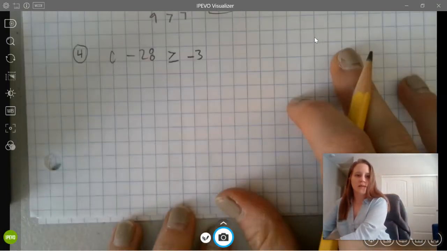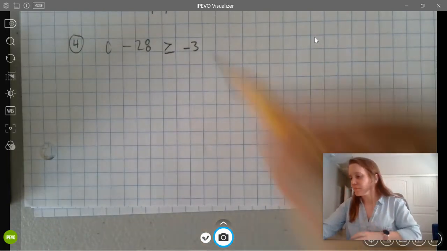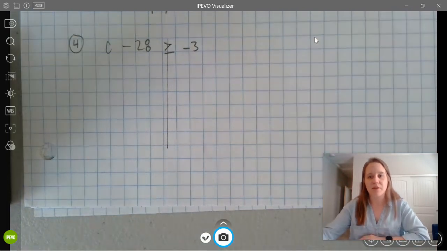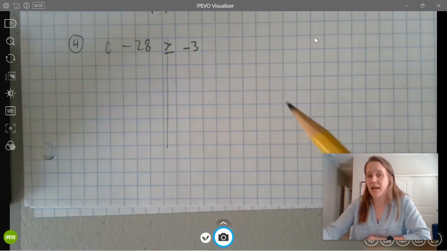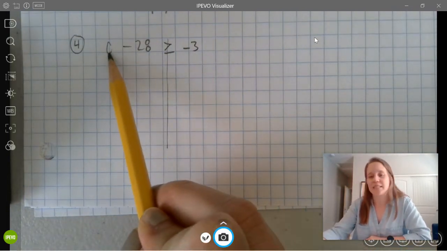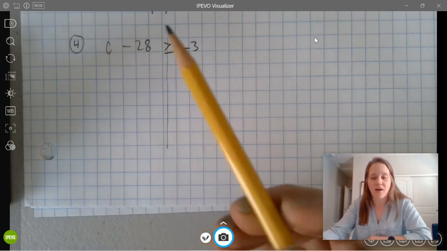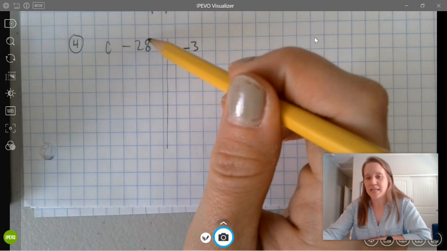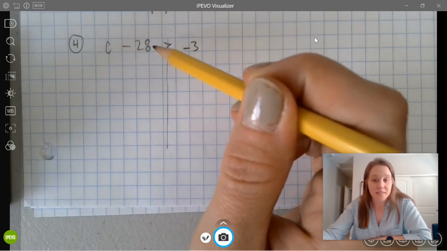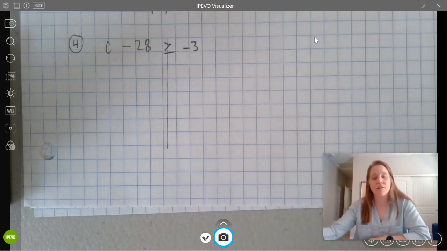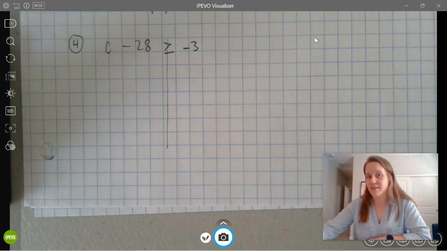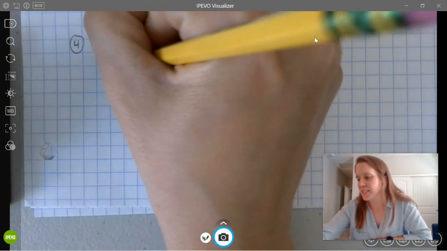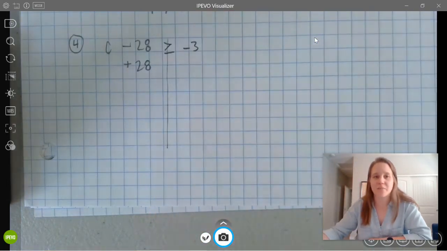Okay, let's solve this inequality. I'm going to think about this the same way that I would an equation. I'm wondering, what do I have to do to get C, the variable, by itself? We call that isolate. In order to isolate, I've got to ask myself what is happening. Subtract 28 is happening. So now I need to do the inverse. The inverse of subtraction is addition. I'm going to add 28 to both sides.